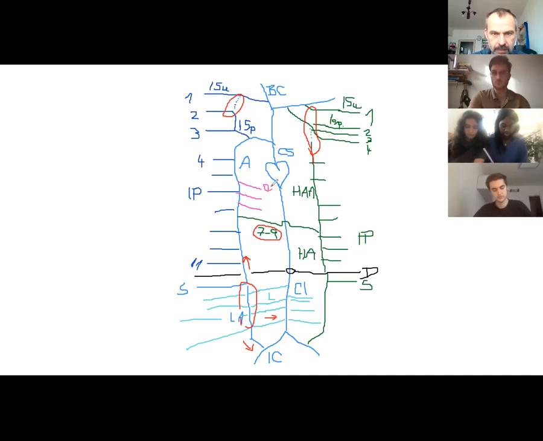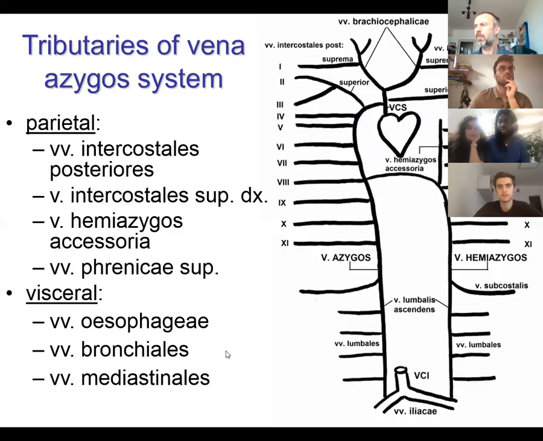Esophageal, in the upper area, of course, bronchial veins. Some of the bronchial veins drain here, some of the bronchial drains into pulmonary veins, and small mediastinal veins which drain the lymph nodes, the nerves, the connective tissue, and the adipose tissue here. So esophageal, bronchial, and mediastinal. Yeah. So do you have question to the system of azygos and hemiazygos veins?